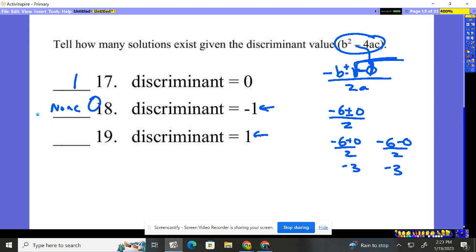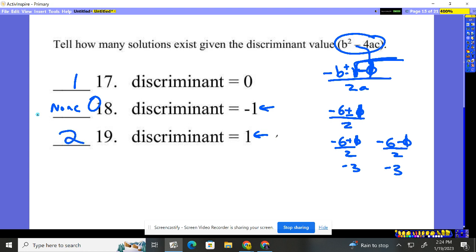And now what if it's a positive value? Well, if it's positive, like 1, you'd have plus 1. The square root of 1 is 1. The square root of any positive number is going to give you some number here. And you would be doing negative 6 plus it, negative 6 minus it. You're going to get two different answers. So we're going to end up with 2 solutions.